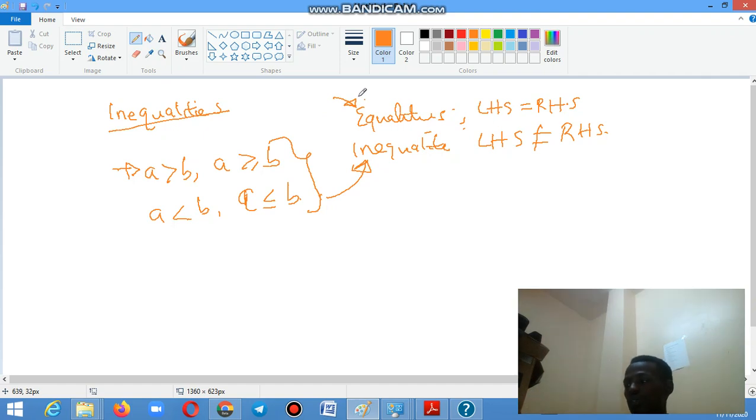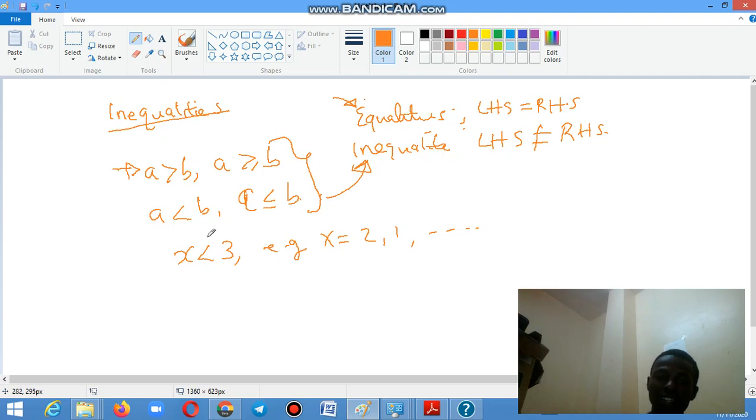Okay, so let's proceed and go to maybe the values. If I have something like x less than 3, it means x is not equal to 3. It means x is some other value less than 3. For example, x can be 2, 1, negative, etc. And a value that is below 3 satisfies this expression here.